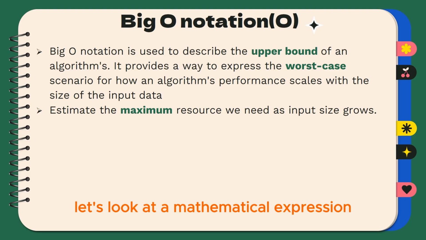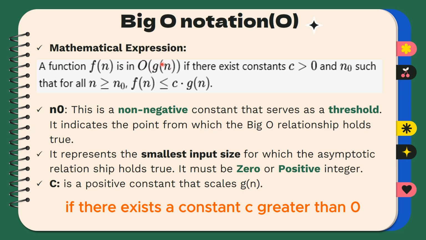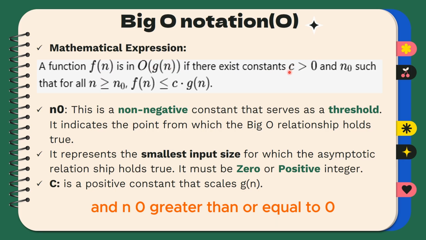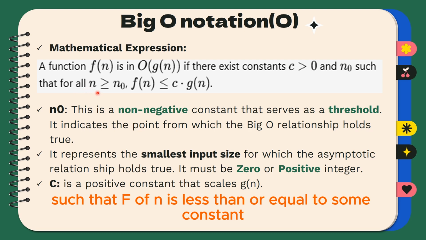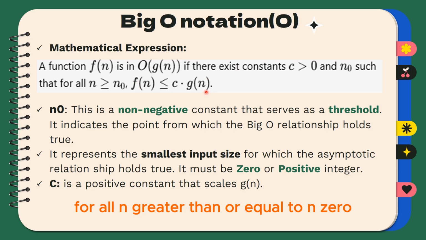Let's look at a mathematical expression for big O notation. f(n) = O(g(n)) if there exist a constant c greater than 0 and n0 greater than or equal to 0 such that f(n) is less than or equal to some constant c multiplied by g(n) for all n greater than or equal to n0.